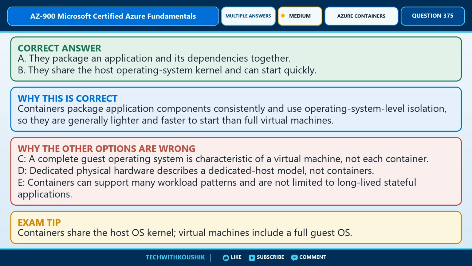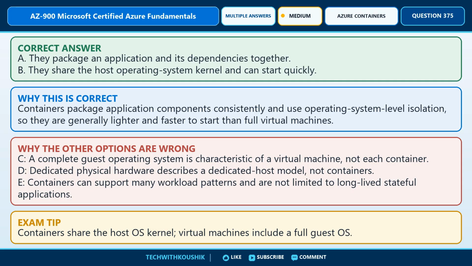You should choose option A. They package an application and its dependencies together, and option B. They share the host operating system kernel and can start quickly. Here's why. Containers package application components consistently and use operating system level isolation, so they are generally lighter and faster to start than full virtual machines.